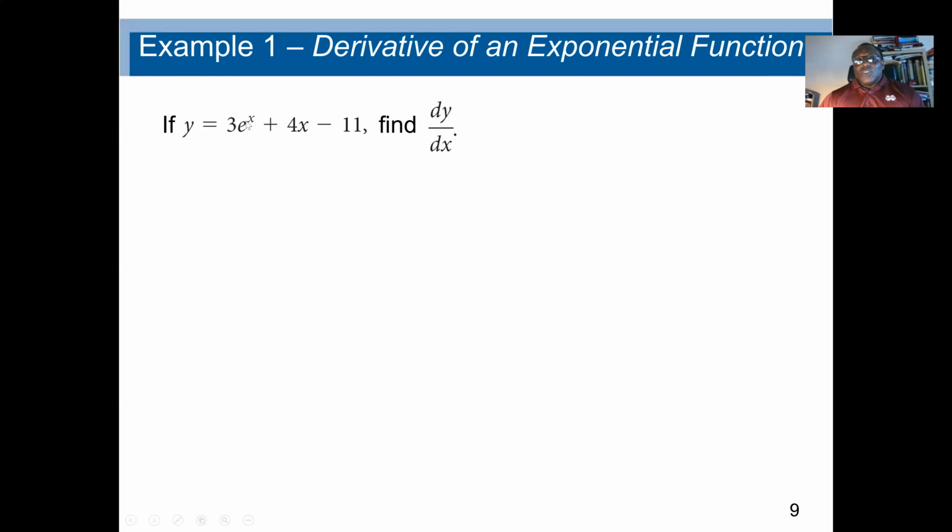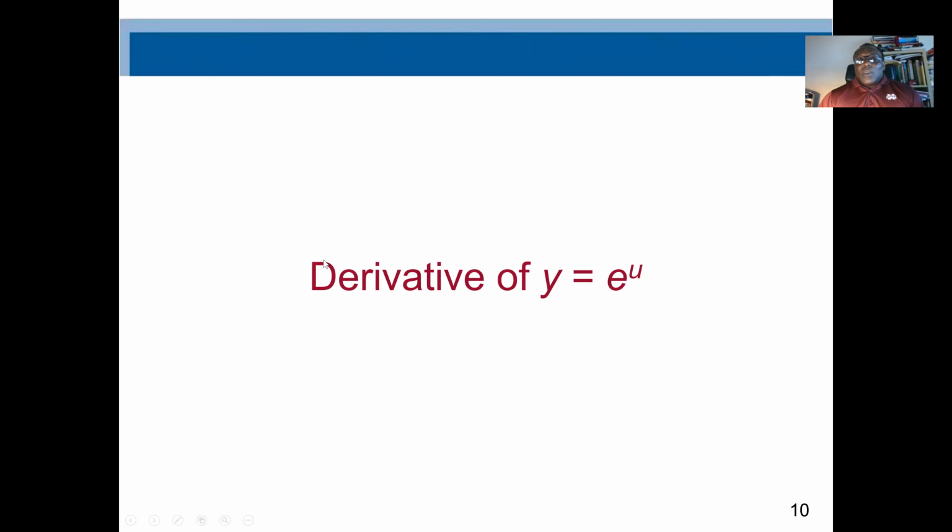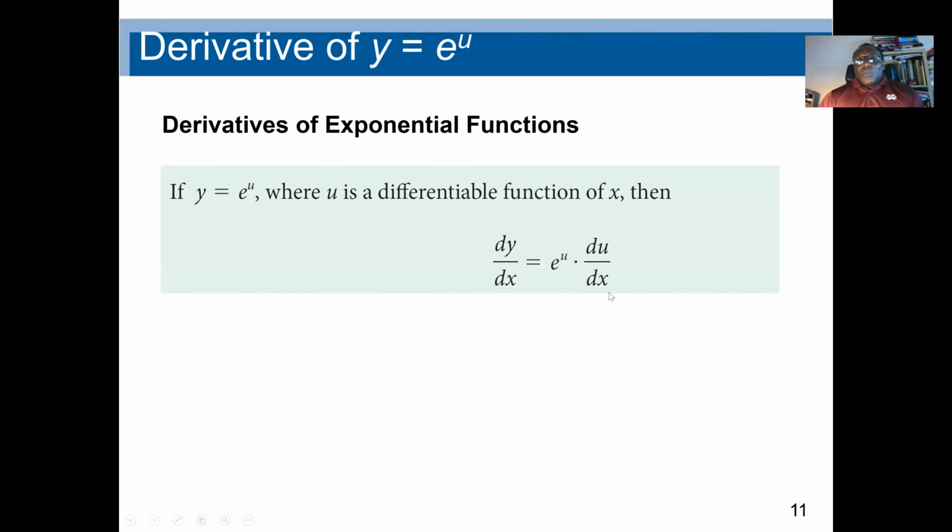So the derivative of 3e to the power x will give us the same value, 3e to the power x, because we don't need the chain rule here. If we use the chain rule, the derivative of x is 1, so 1 times any value is the same value. Then the second, we use the chain rule: the derivative of y equals e to the power u. So the property here is we get e to the power u times the derivative of u.